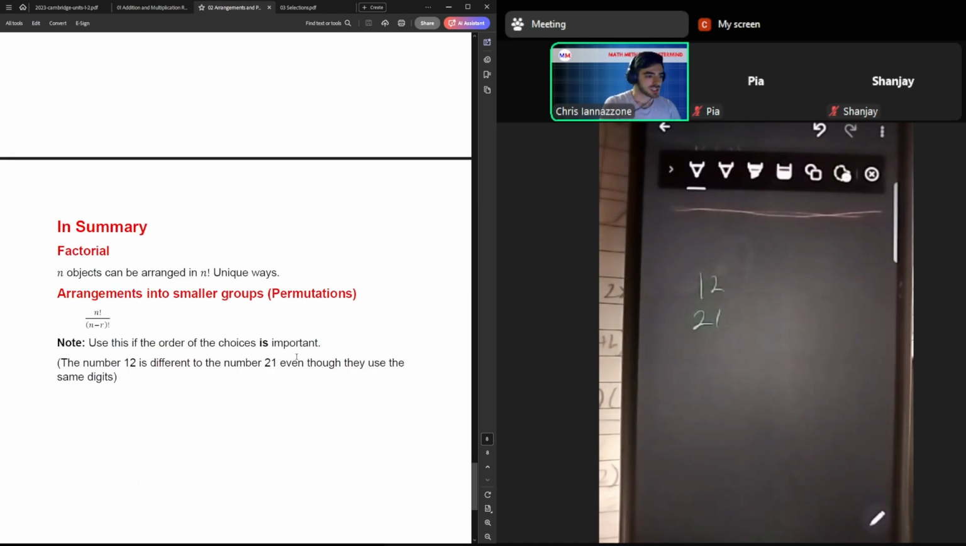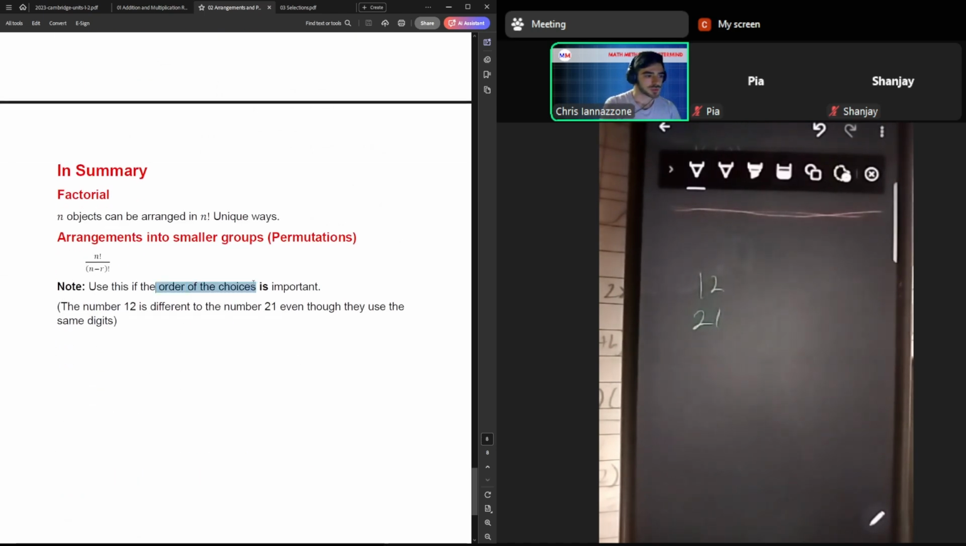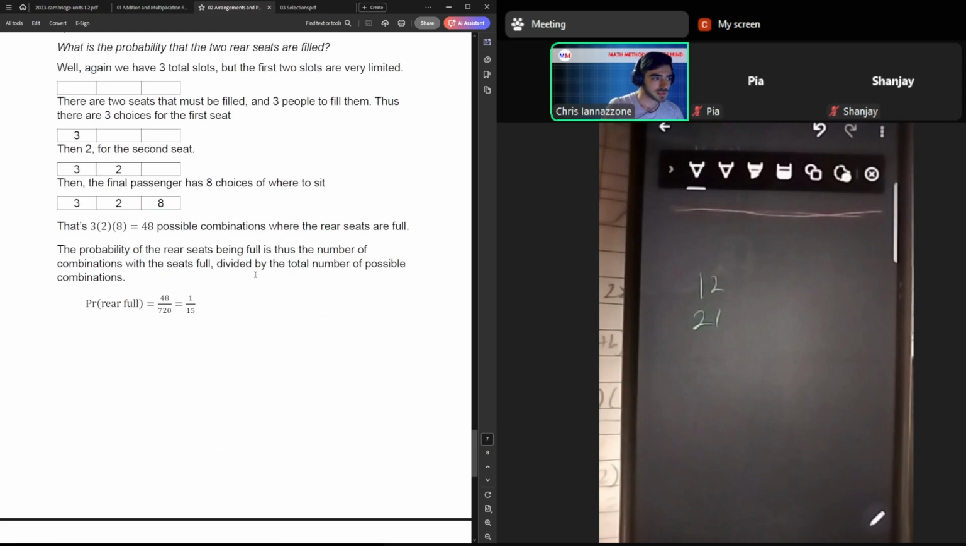So that's arrangements. This is where you use arrangements if the order of the choices is important. So the number 1, 2 is 12, the number 2, 1 is 21. The order in which you write those numbers is important, and so you would use arrangements for that. Anything to clarify before I make things even more complicated?